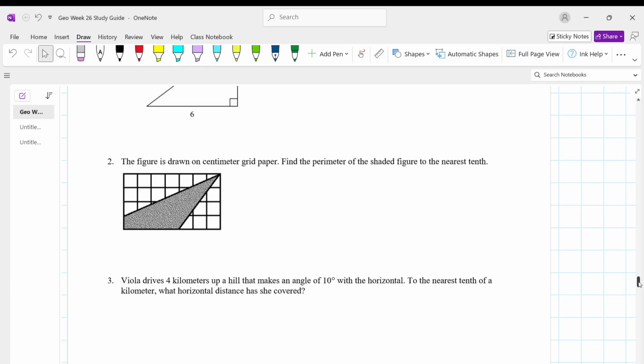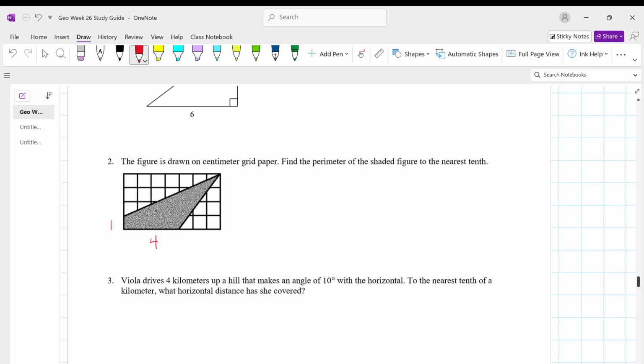All right, problem number 2. The figure is drawn on centimeter grid paper. Find the perimeter of the shaded figure to the nearest tenth. So we need the perimeter of this shape that's in here. All right, but we can use these squares on the grid paper. So this vertical side over here on the left is 1 unit. And then this horizontal side is 1, 2, 3, 4 units.